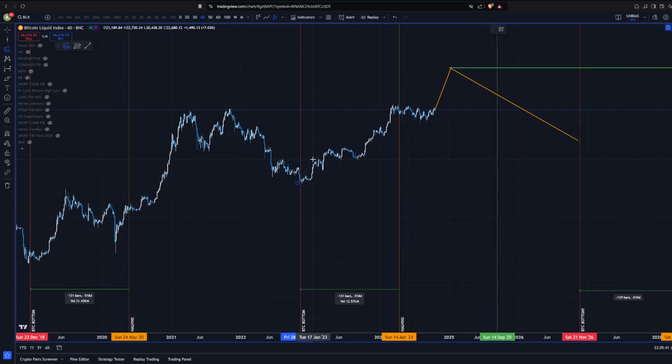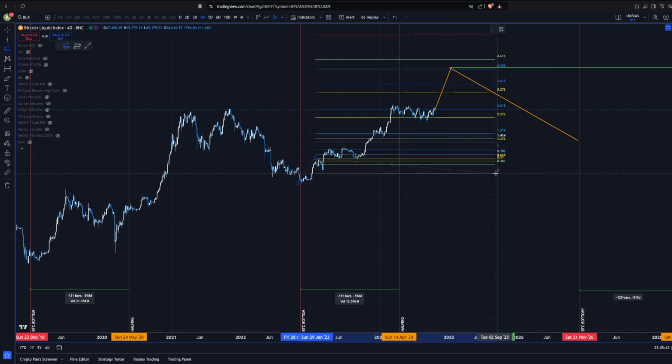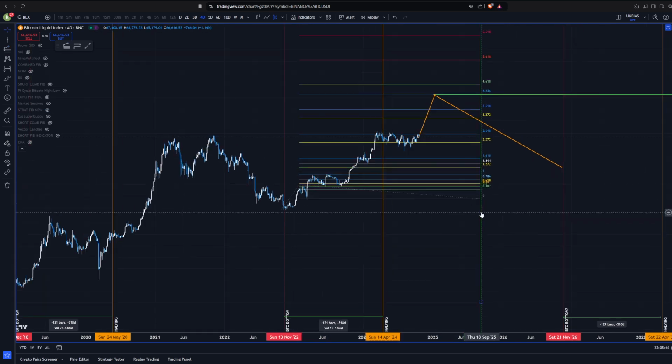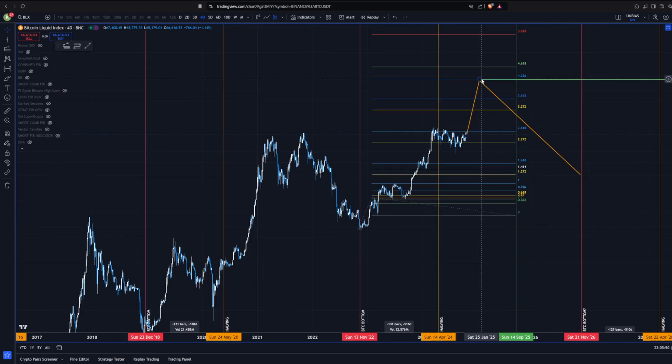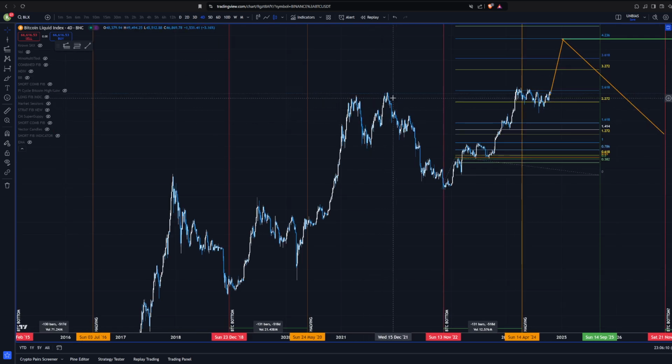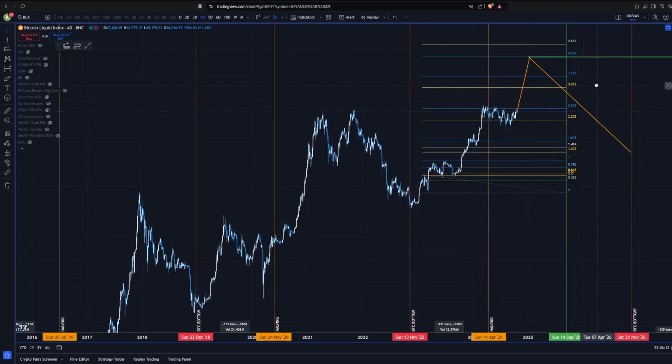So now that we're going to measure the impulse wave up and the line down here, we see that the top could likely occur between 115,000 and even at the higher end of 180,000, right? I've marked 150,000 here because the furthest or the lowest that we've ever gone is the 4.236.